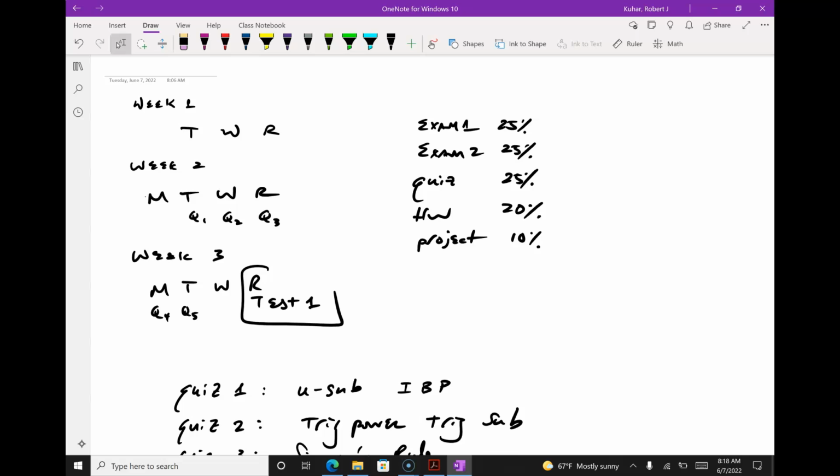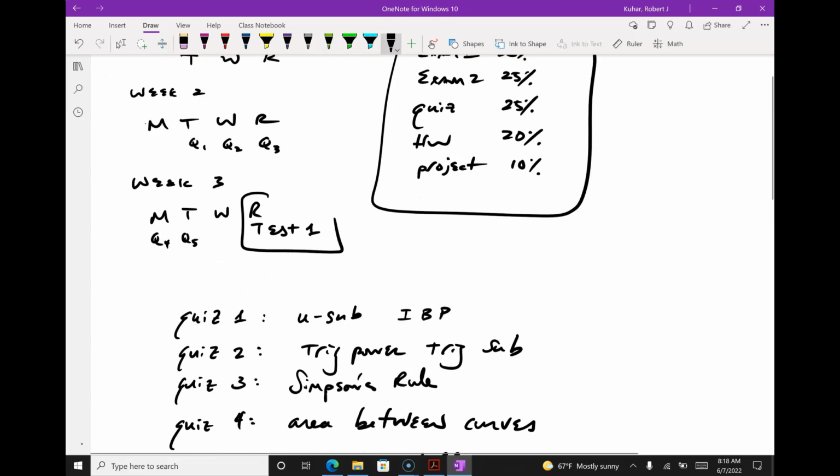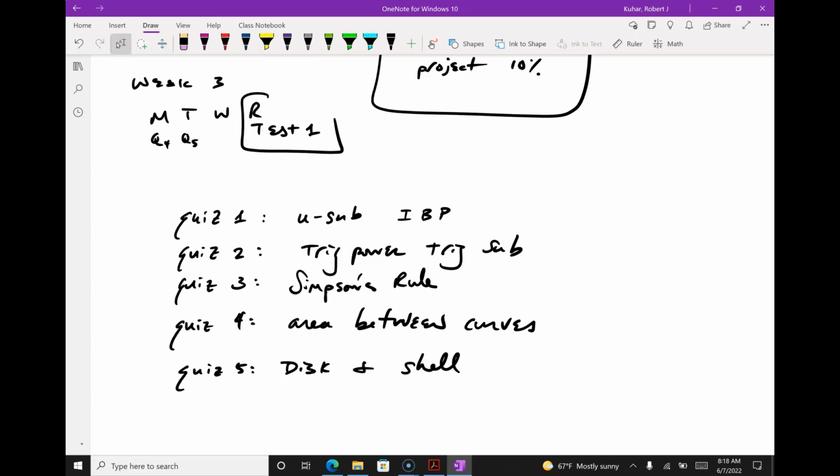Right, this is our grading scheme. And there's the idea for quizzes. So quiz 1, today it's a U sub and an integration by parts. Quiz 2 will be a trig power and then a trig sub. Quiz 3, Simpson's rule, right, where like I did the other day, I did an integral, got the answer, then estimate it with the Simpson's rule. Quiz 4, area between curves. And quiz 5, disk and shell. So the chapter 6 material will happen next week, so plenty of time for you all to ask me questions, right?